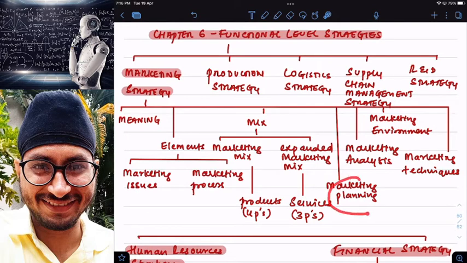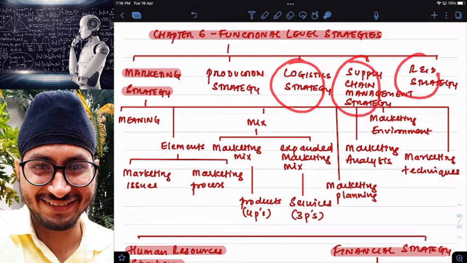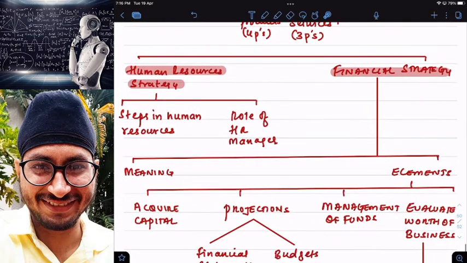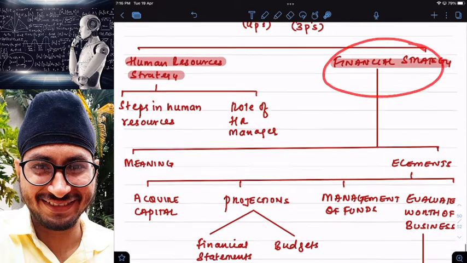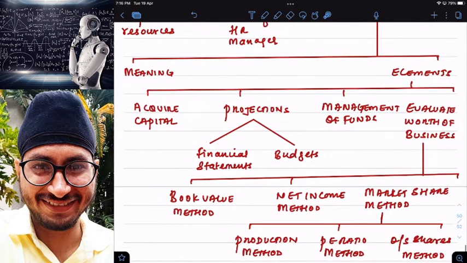Then we have marketing planning, marketing analysis, marketing environment, marketing techniques. After this we have production strategy, then logistics strategy, supply chain, and R&D. In these 4 strategies there is no bifurcation, simple concepts. And then we have human resource strategy. Here we are going to study 2 things: steps in human resources and role of HR manager. And then we have financial strategy. In financial strategy we have 2 concepts: meaning and elements.